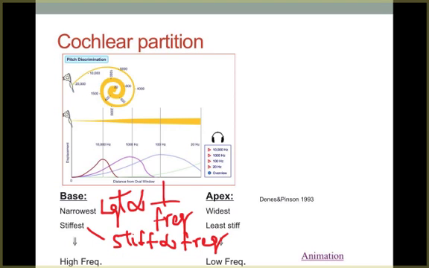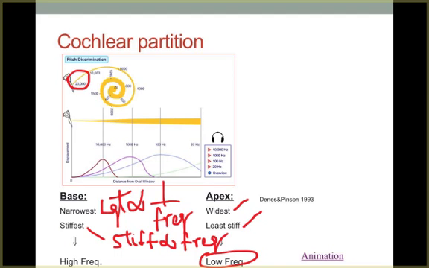So at the base, since it's narrower and stiffer, the higher frequencies are best represented at the base, over here. At the apex, where it's wide and more slack or less stiff, it best responds to those lower frequencies. And those frequencies that we're talking about are that whole range of frequencies that the human auditory system can listen to. That's, in other words, 20 hertz to 20,000 hertz.